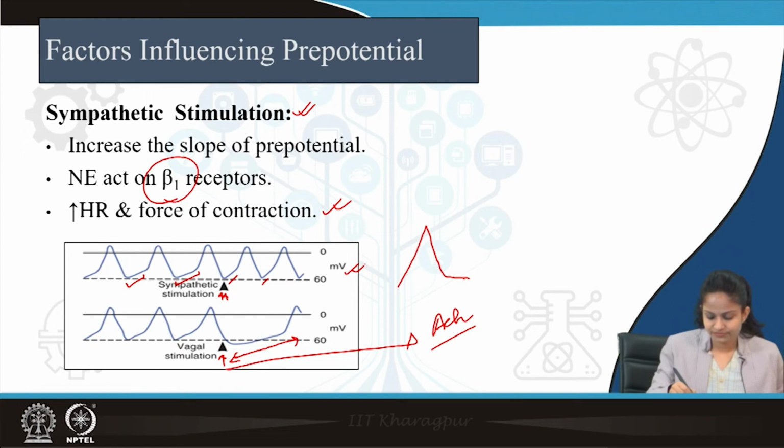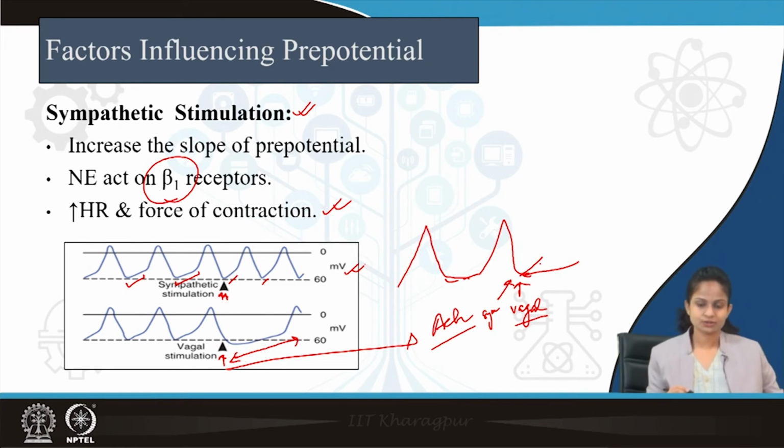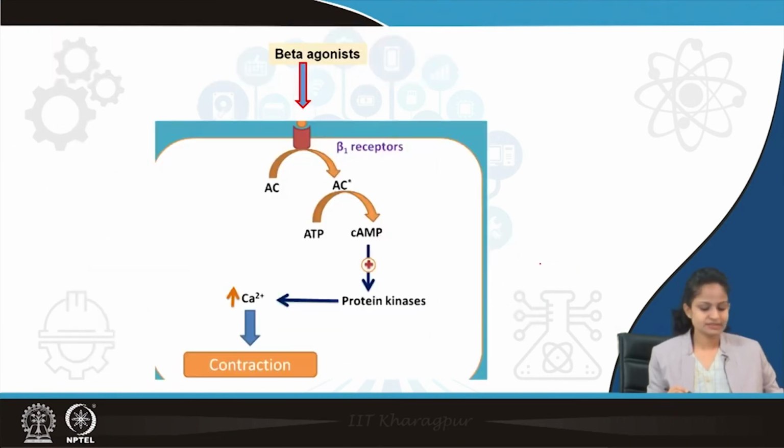If this is the curve of your pre-potential, and this is the slope, then with vagal stimulation the slope will further decrease, and in case of sympathetic stimulation, this slope will increase. This change in slope is in terms of the membrane potential. So, this is how sympathetic stimulation and parasympathetic stimulation occur.